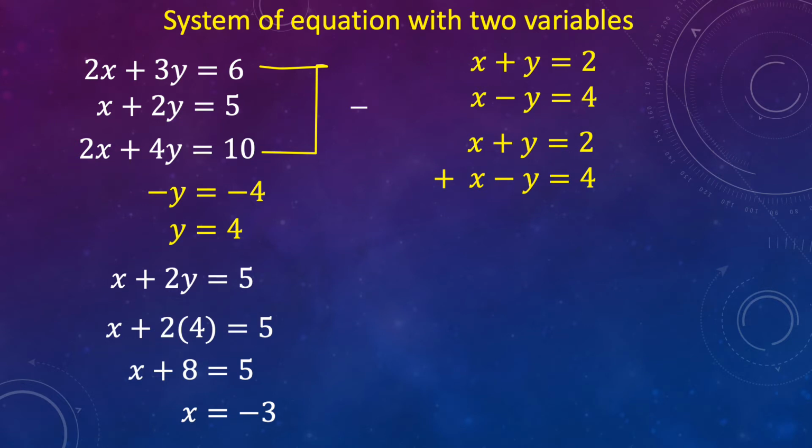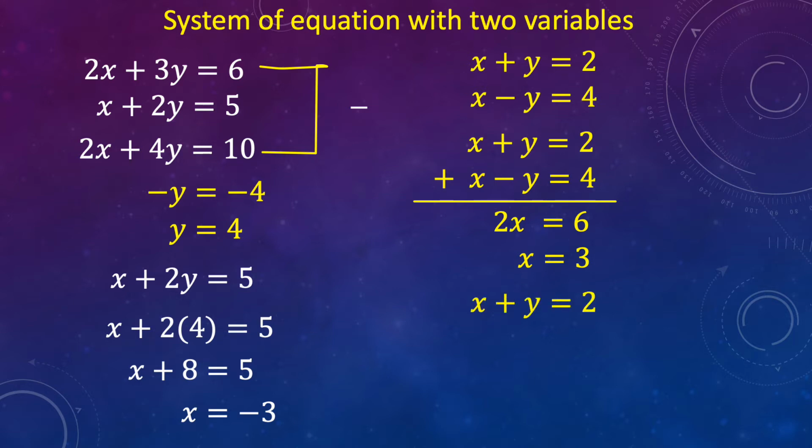Like this. You'll get x plus x equals 2x, and y minus y equals 0, and then 2 plus 4 equals 6. So you'll get 2x equals 6, x equals 3. Same as example 1, we'll substitute x equals 3 into equation number 1 or equation number 2. I will choose equation number 1, x plus y equals 2. So 3 plus y equals 2. You move the 3 to the right hand side, 2 minus 3, you get negative 1. So our answer for this simultaneous linear equation will be x equals 3, y equals negative 1.